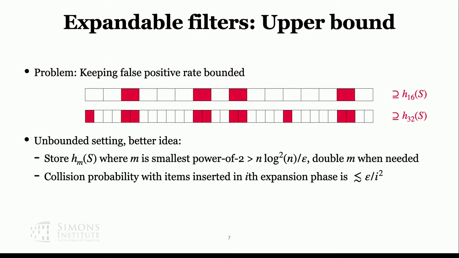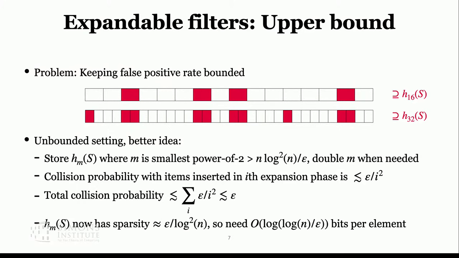Yeah. So in particular, we have these expansion phases where we double the range of the hash function. And you can convince yourself that in the ith expansion phase, for all the elements that are inserted there, the probability that you collide with one of them is going to be something like epsilon divided by i squared. Okay. So it decreases over time. And this basically means that the total collision probability is going to be the sum of epsilon over i squared. And this converges. Okay. So we can bound the total collision probability by it.